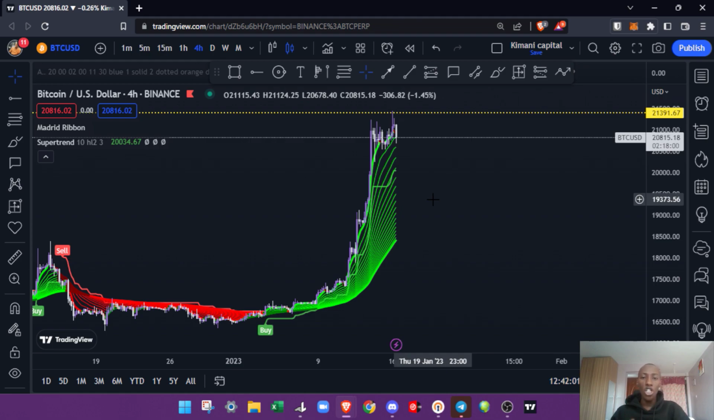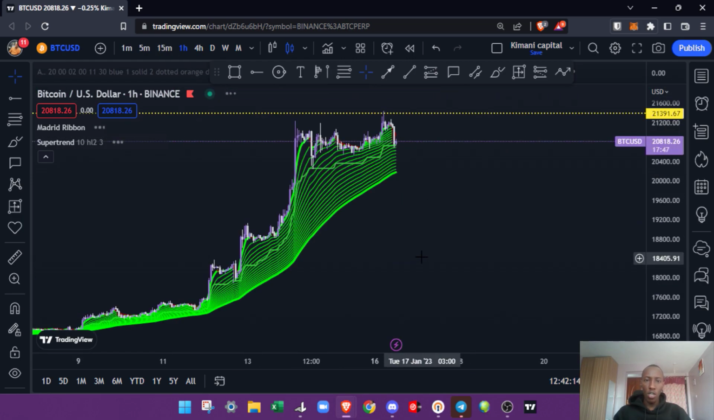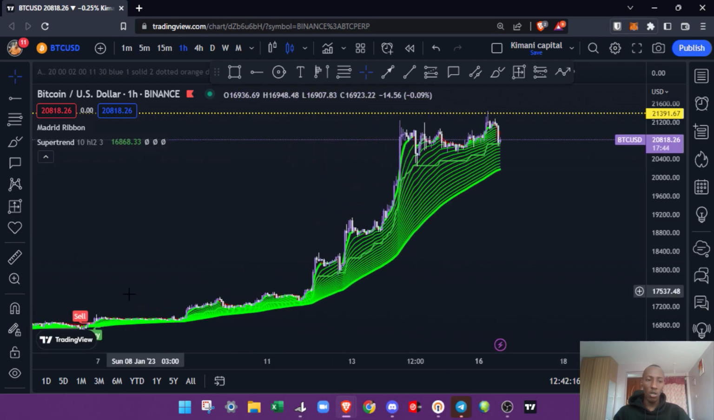Because remember, trend changes from lower time frames going upper. So if the lower time frame is starting to change momentum, then it will translate to the higher time frames, okay? So we go further down to the 1-hour time frame, okay? We now know that we are bullish in the coming days and weeks, okay?